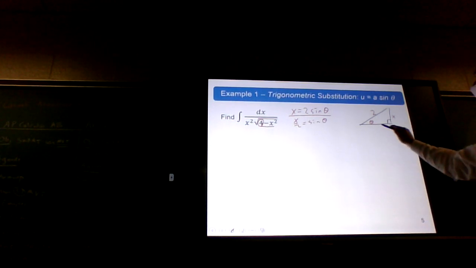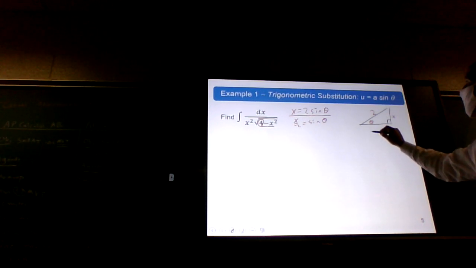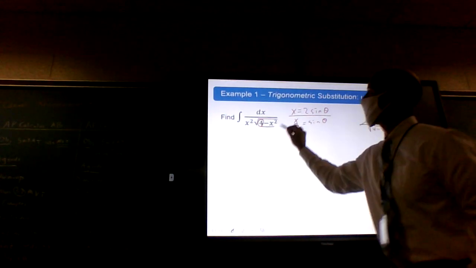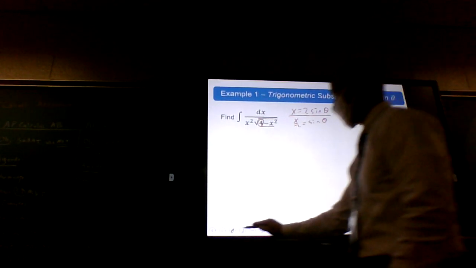Now, if we do the Pythagorean theorem, we can figure out what this third side is. You do this squared plus this squared equals that squared, and when you solve it, you'll end up getting the square root of 4 minus x squared, which should look familiar. So that's my reference triangle. I hope that makes sense how that came about.